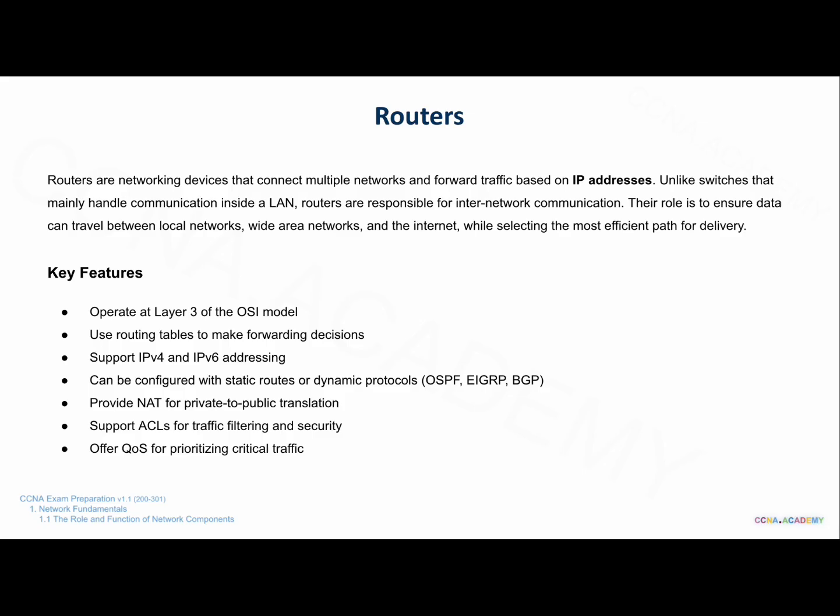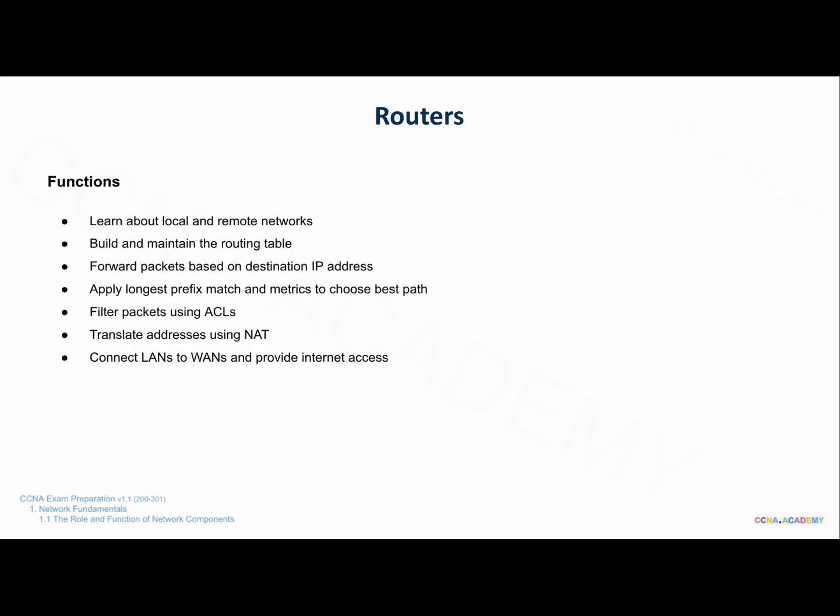Routers also provide services such as NAT to translate private addresses, ACLs to filter traffic, and QoS to prioritize critical applications. In operation, routers learn about local and remote networks, build and maintain a routing table, and forward packets based on the destination IP. They select the best path using prefix matching and metrics, while also filtering or translating traffic when needed.